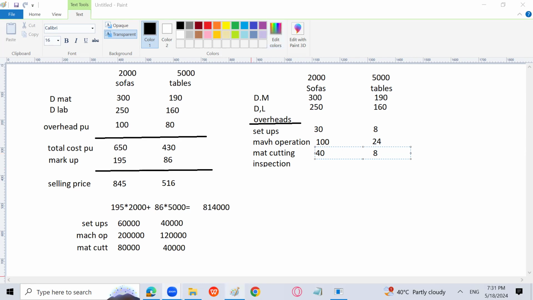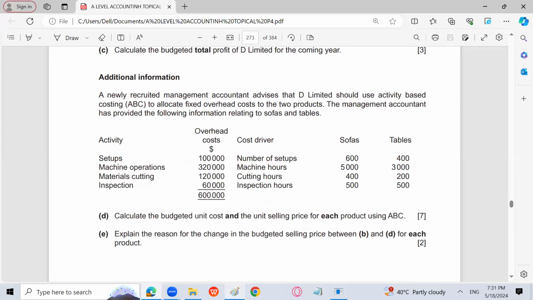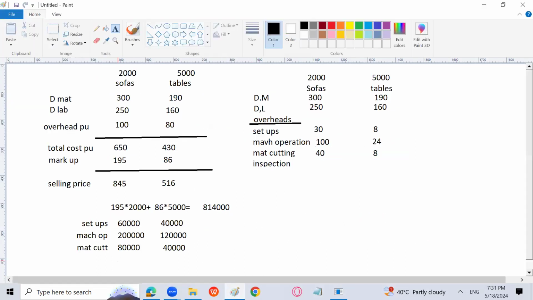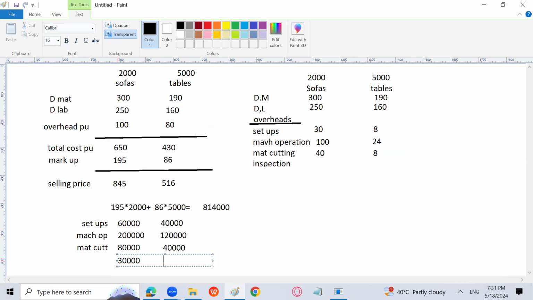Thank you. Now let's talk about inspection. So inspection, we have 60,000 and the distribution between them is through inspection hours, and that is going to be distributed equally. 500, 500 means equal. So that's quite easy. That will become 30,000. And again, it will become 30,000 and we'll divide 30,000 by 2,000. So how much will it come? 15 per unit for inspection. And over here, 30,000 divided by 5,000 becomes 6.